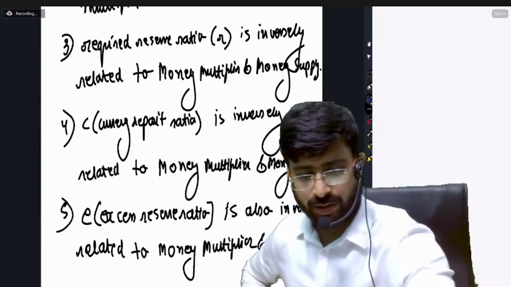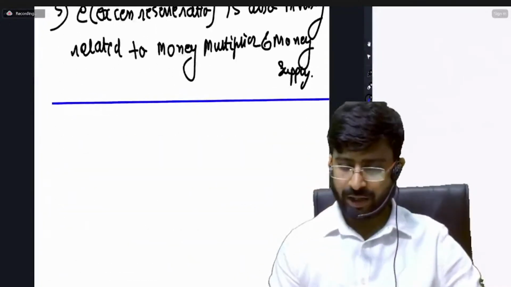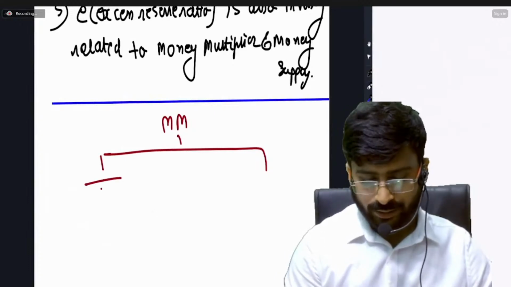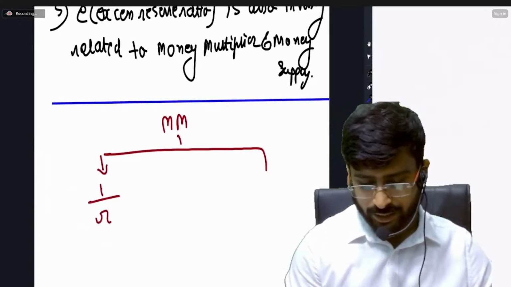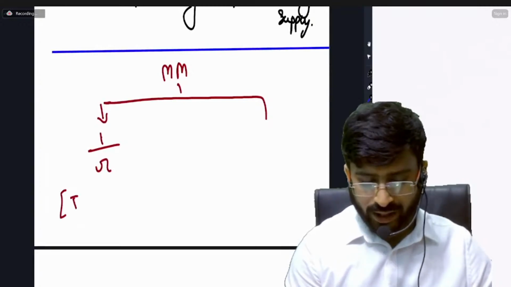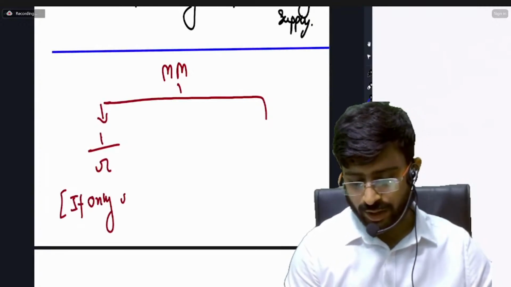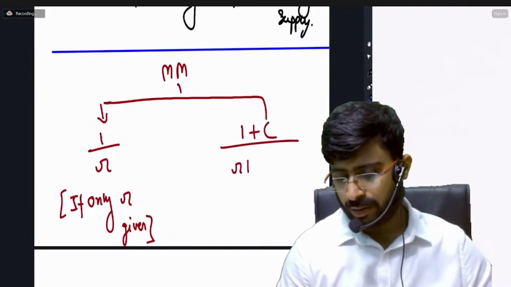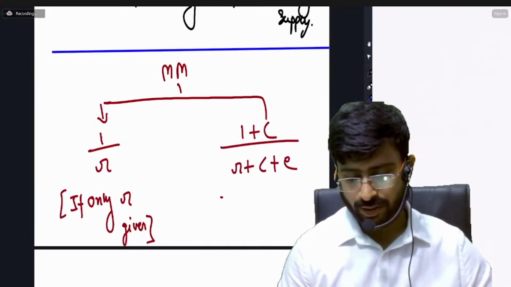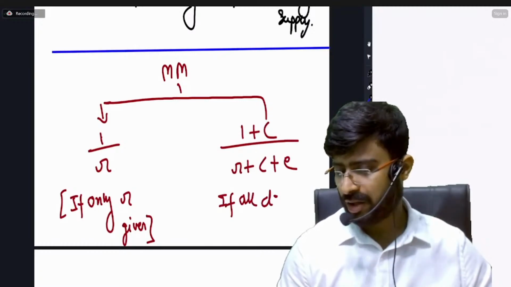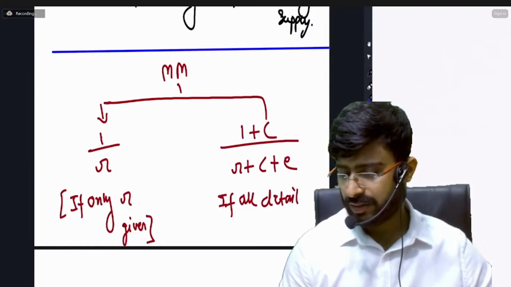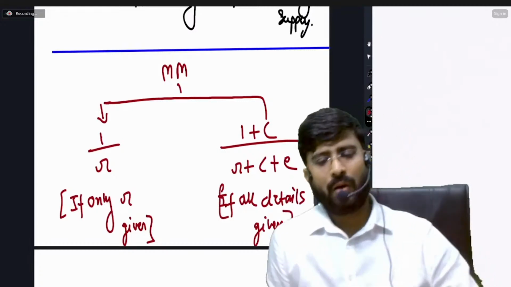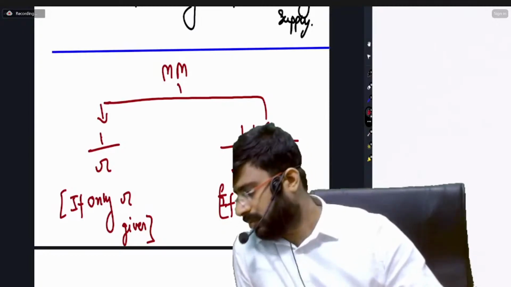Next, I'll repeat. Money multiplier has two formulas. One is 1 by R, if only R, that is the legal reserve ratio, is given. But it equals 1 plus C by R plus C plus E, if all the details are given. Hopefully it's crystal clear, everyone.